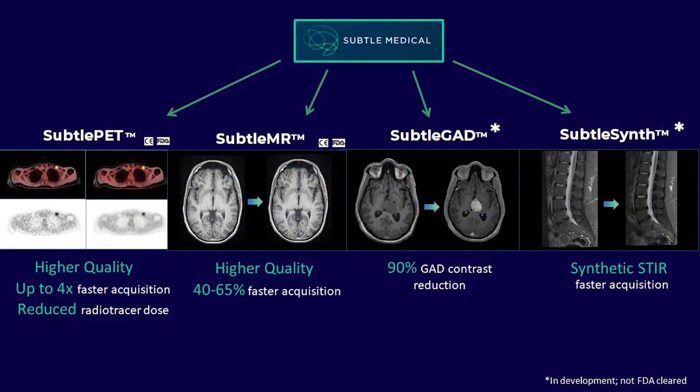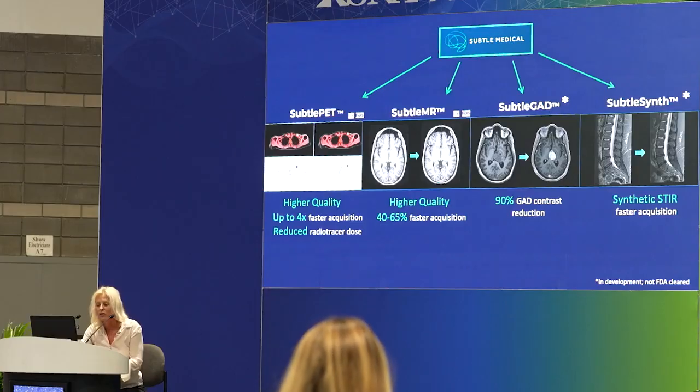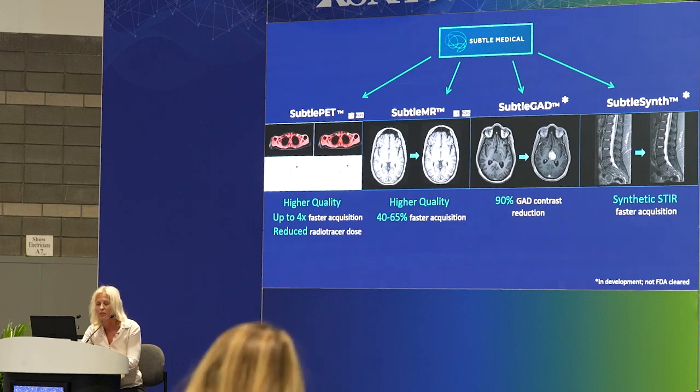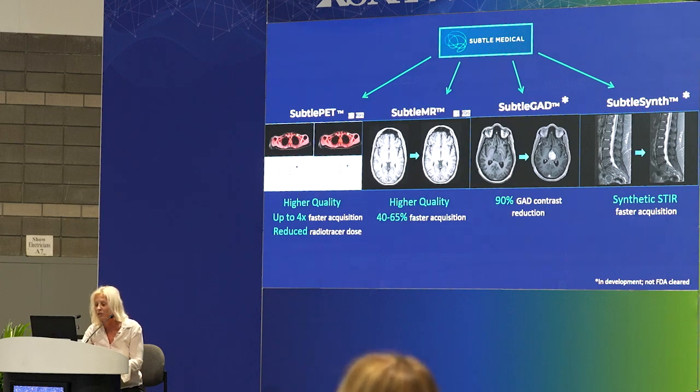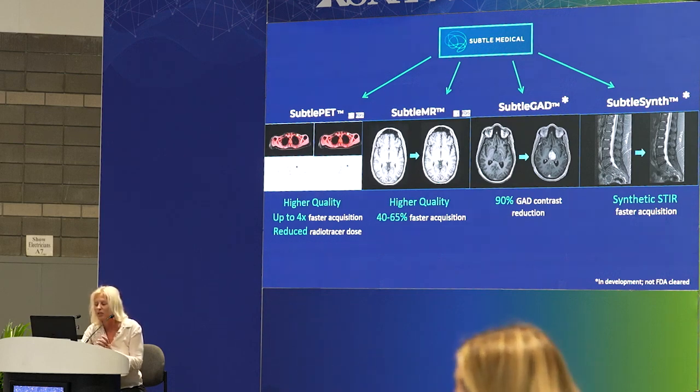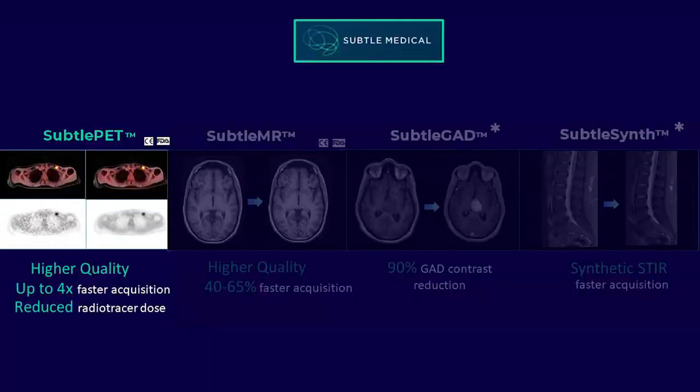Now, Subtle Medical has some very wonderful, exciting AI tools. We'll take a look at 4 of them here. Subtle PET provides higher image quality and allows up to 4 times faster acquisition and reduced radiotracer dose. Subtle MR, again, higher image quality, but allows 40 to 65% faster acquisition. Subtle GAD, 90% reduction in the gadolinium contrast that you need, and then also synthetic stir. Now, both Subtle GAD and Subtle Synth are in development right now, not yet FDA approved, but we can get basically 100% acceleration because it's synthesizing the stir sequence.